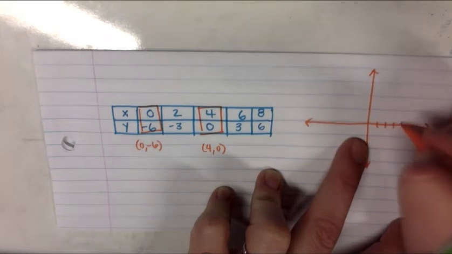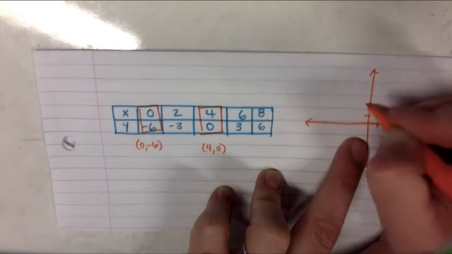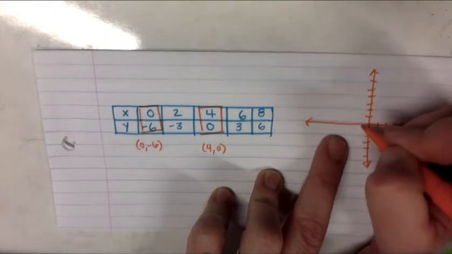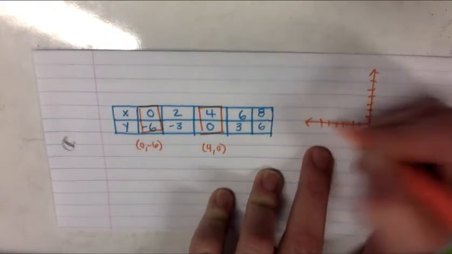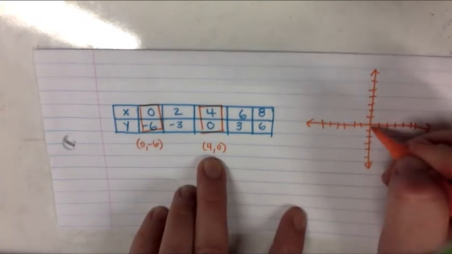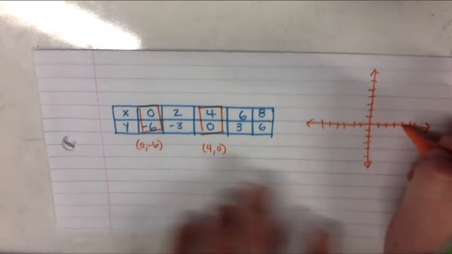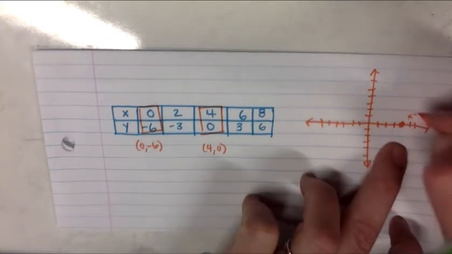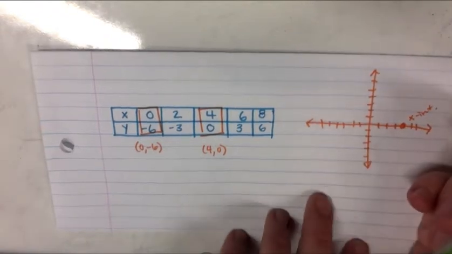1, 2, 3, 4, 5, 6. So (4, 0) would tell me that I'm going over on my x-axis and my y value is 0. That means that this is my x-intercept. That's not what I want.